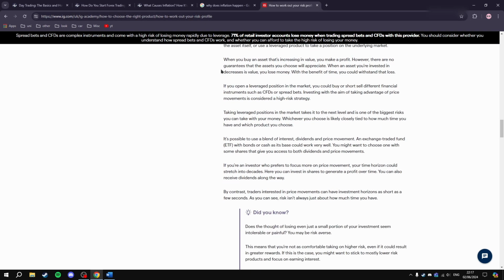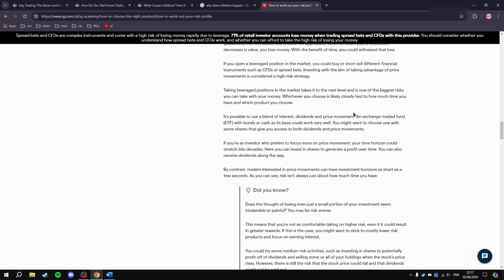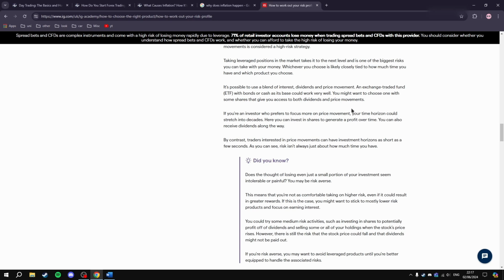If you open a leverage position in the market, you could buy or short sell different financial instruments such as CFDs or spread bets. Investing with the aim of taking advantage of price movements is considered a high-risk strategy. Taking leverage positions into the market takes it to the next level and is one of the biggest risks you can take with your money.